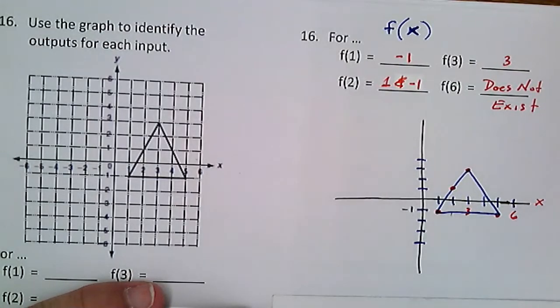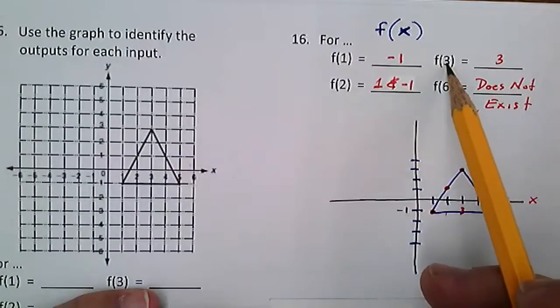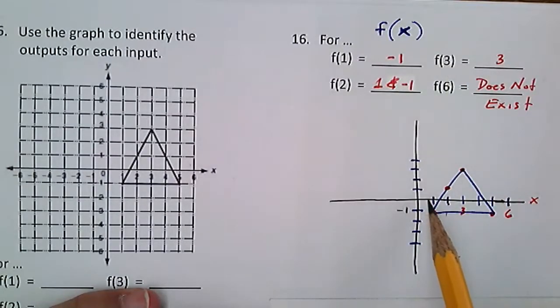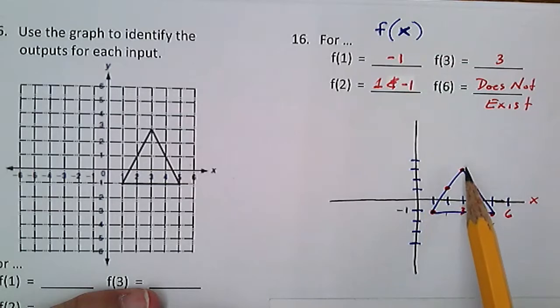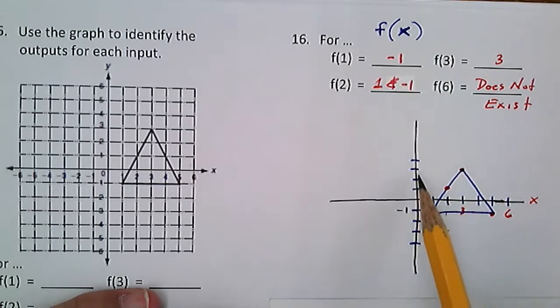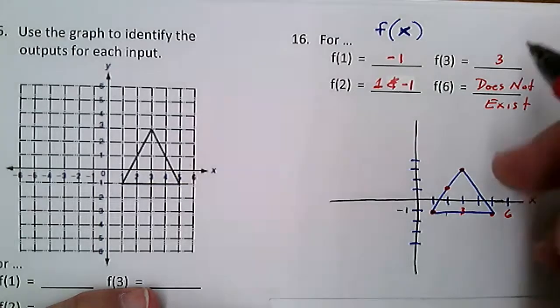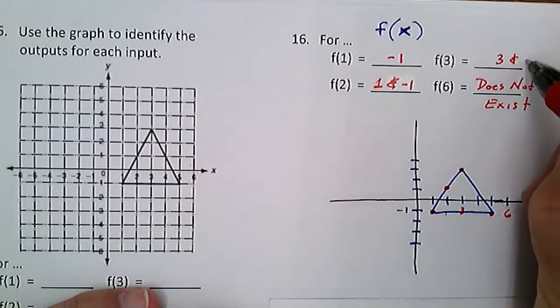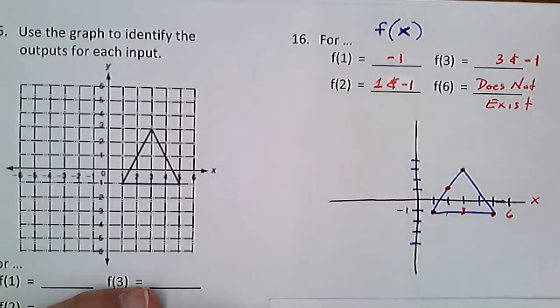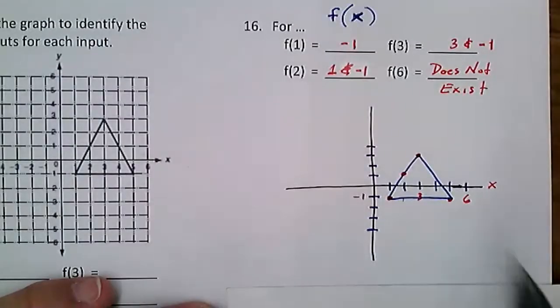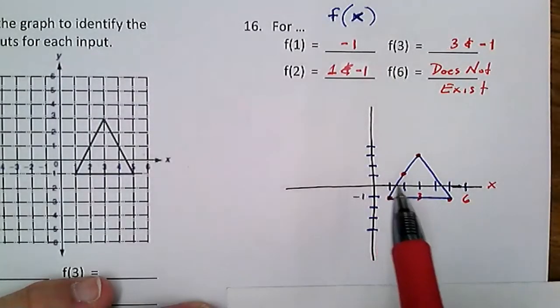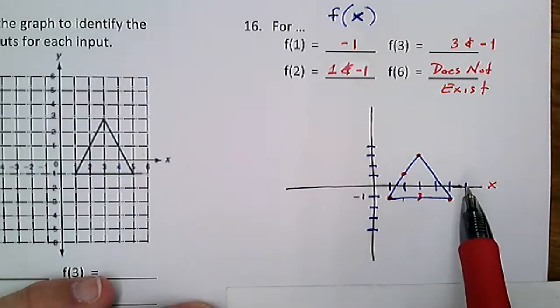If I go to the next one, if x is at 3, I'm going to go over here and up to there. That's at 1, 2, 3. And I'm going to go down and it's also at -1. So it's there and it's there. So it's at 3 and -1.